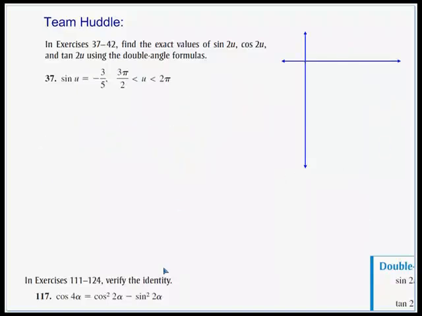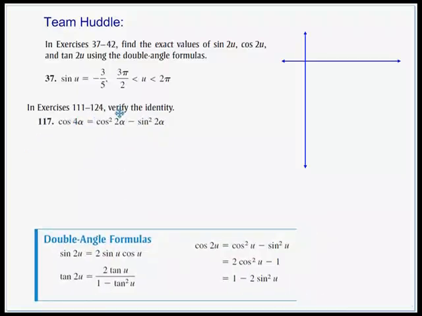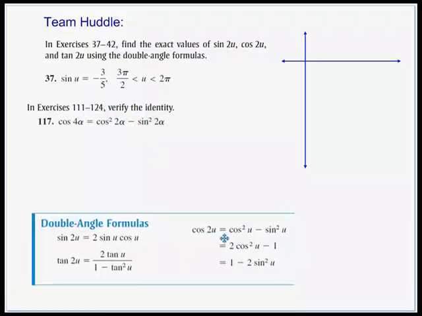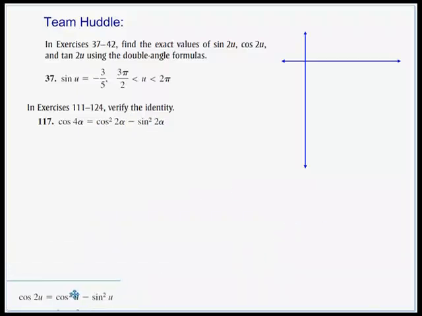Okay, and number 117, verify the identity. So we want to show that the cos of 4 theta is equal to this over here. Well, what does that look closest to? We have a cos squared and a sine squared. The only thing in our double angle formulas with a cos squared and a sine squared is this one. So it says the cos squared of an angle minus the sine squared of an angle is equal to the cos of just 2 times that angle.